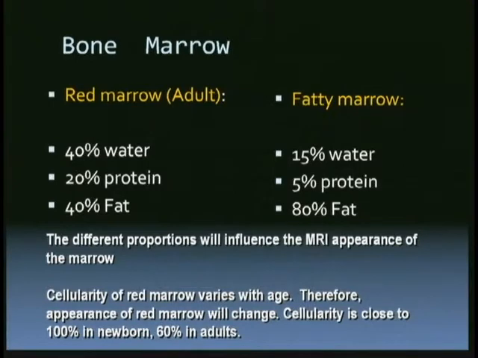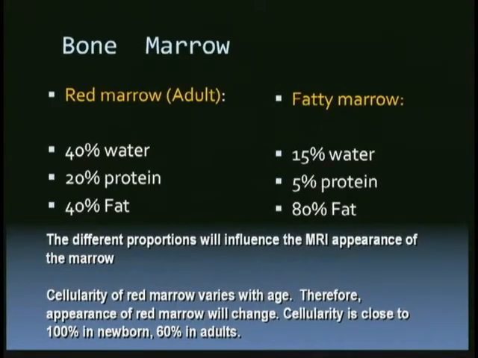So both the red and the fatty marrow contain water, protein, and fat. However, red marrow has much more water and protein compared to fatty marrow, and about half of the fat of fatty marrow. Also, the red marrow in children is more cellular than the red marrow in adults. So the appearance of the red marrow in children will be slightly different in comparison with adults. The marrow will tend to have a slightly lower T1 signal, a slightly brighter T2 signal, and will also tend to enhance more.